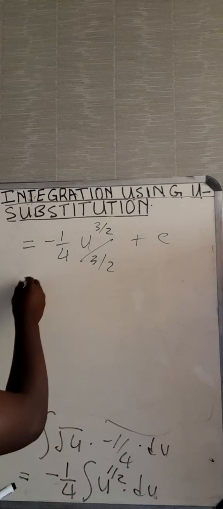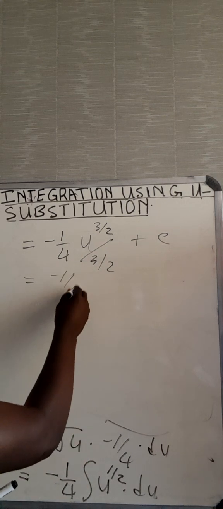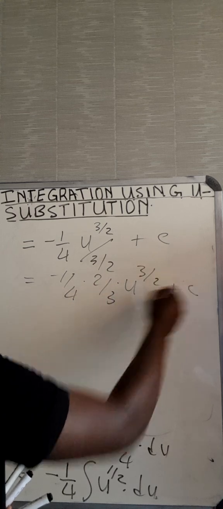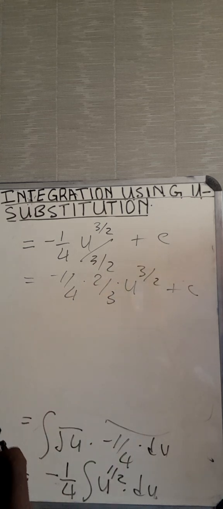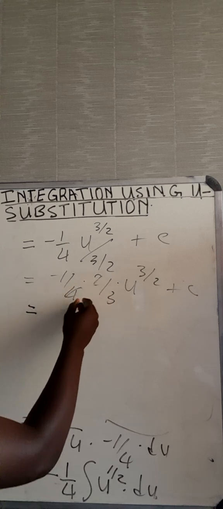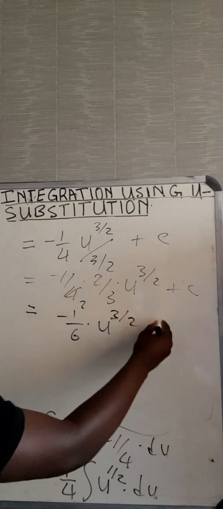Because don't forget that constant. We add a constant immediately after integrating. So this will be minus 1 over 4 times 2 over 3 times u to the power 3 over 2 plus c. So this will be equal to, this remains with 2, minus 1 over 6 times u to the 3 over 2 plus a constant.